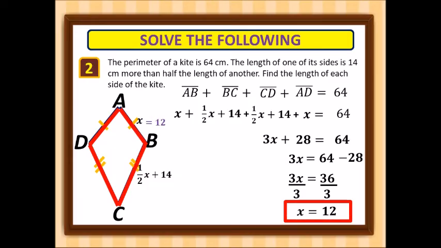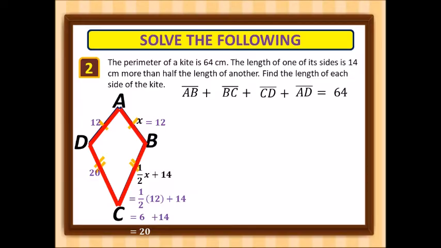Let's substitute to side BC. We have 1 half of 12 plus 14. And 1 half of 12 is 6. We copy plus 14. 6 plus 14 is equal to 20. So therefore, side CD is 20 and side AD is equal to 12.